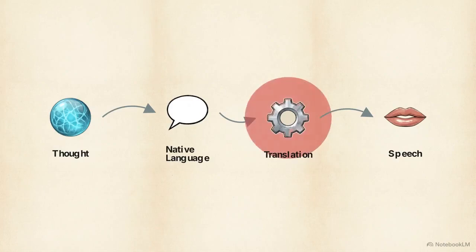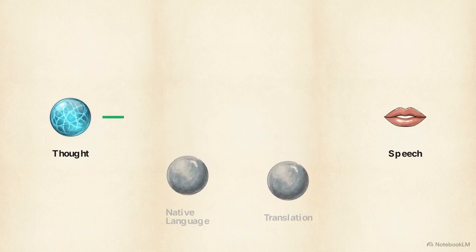Most learners follow this path. A raw thought routes through your native language, grinding through an internal translation process before it's spoken. By then, the moment passes. Our goal is to sever those middle steps, building a direct connection from thought to English speech.